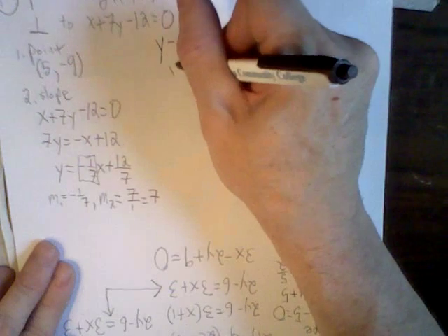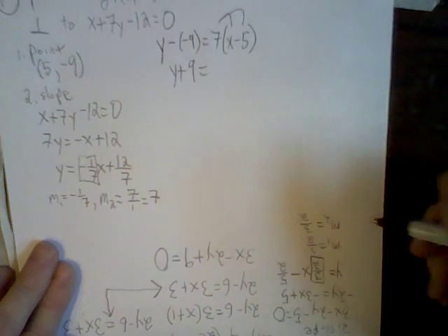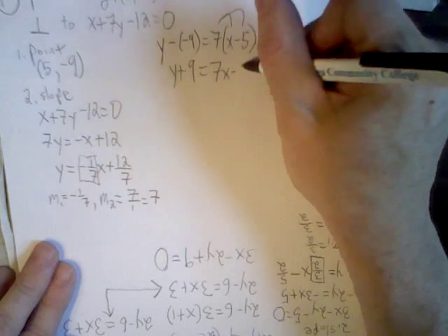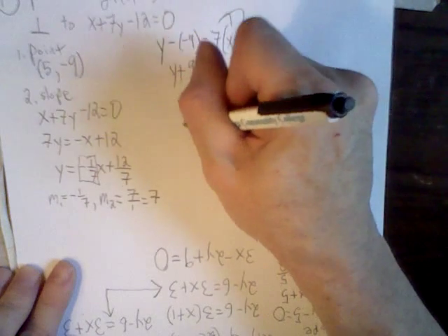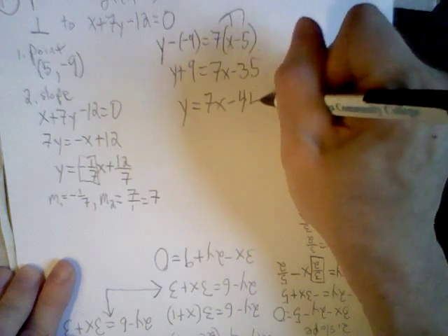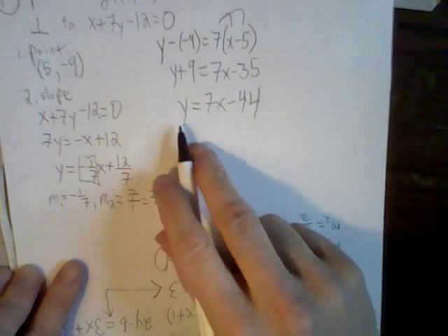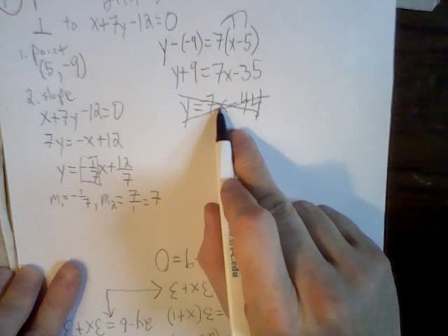Y minus negative 9 is y plus 9. And then over here we distribute the 7. So we'll have 7x minus 35. And then I'm going to move the 9 over, so y equals 7x minus 44. Whoops, so we needed this in our general form. That would have been slope-intercept.